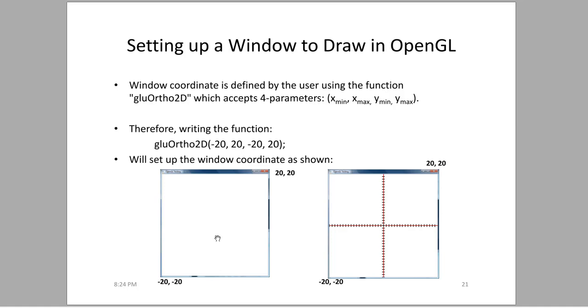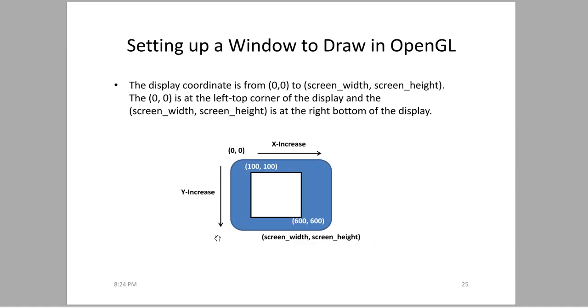Okay, this window you will see only after glutCreateWindow. Now we need to understand how the window system works. Normally the display coordinate is from 0 0 to screen width and screen height. 0 0 is the top left corner of the display, and the screen width and height is the bottom right. We are talking about the screen. Okay, this is your monitor, for example.